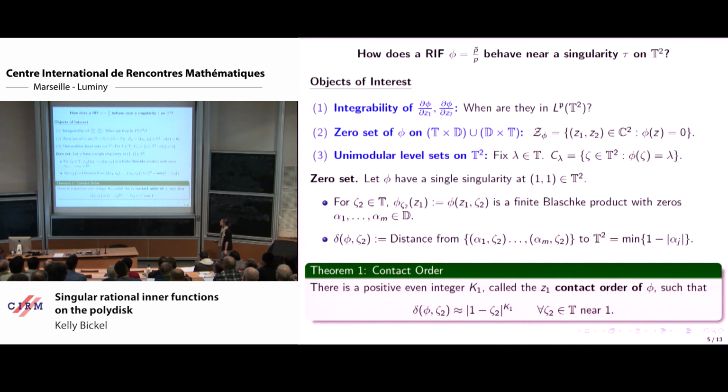So if we send z2 to 1, one of these alphas is going towards 1 as well. And in particular, this distance, the rate at which that alpha is tending to the boundary of the unit disk, can be controlled by the distance between zeta 2 and 1, but we have to raise it to a positive even number, which we call the contact order. So this is more or less telling us how the zero set is approaching the singular point if we stay inside a particular face of the bidisk.